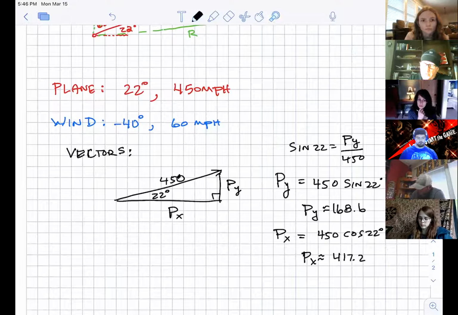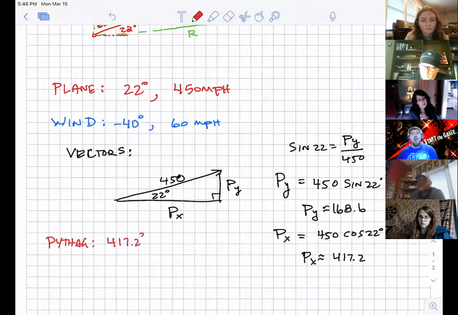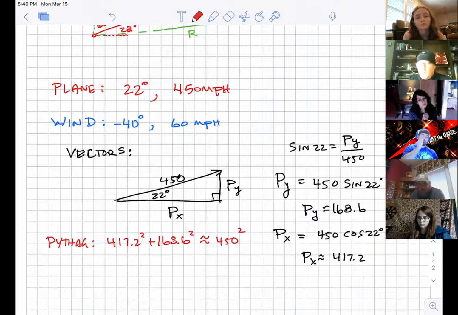And would you agree that if I wanted to, and this is one of the formulas we'll need for something else later, doesn't the Pythagorean theorem, if I wanted to check my work, couldn't I check to see if 417.2 squared plus 168.6 squared is approximately 450 squared? It's not going to be perfect because I rounded our two answers off.